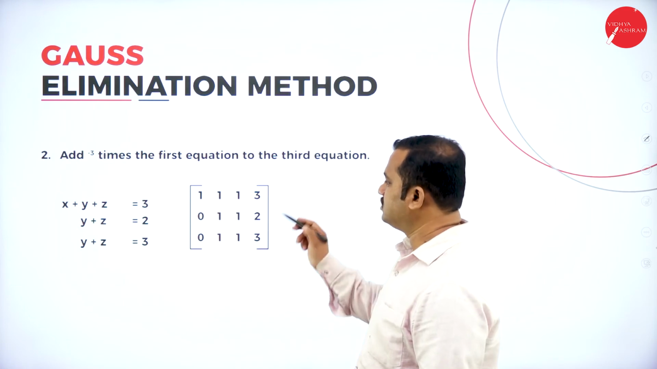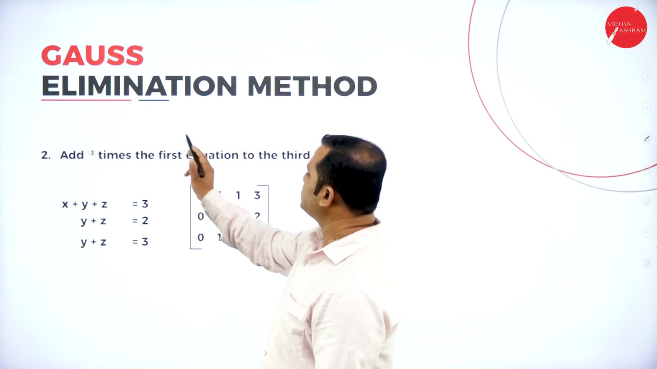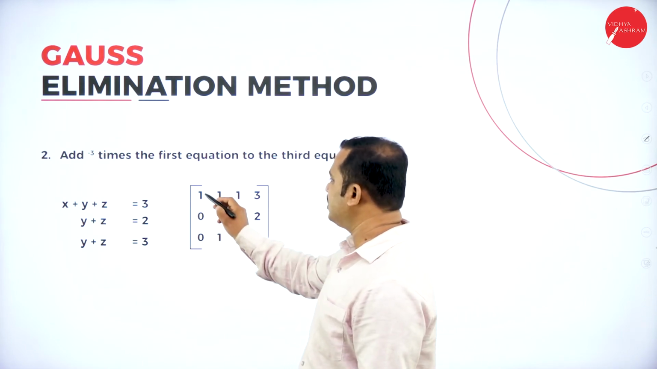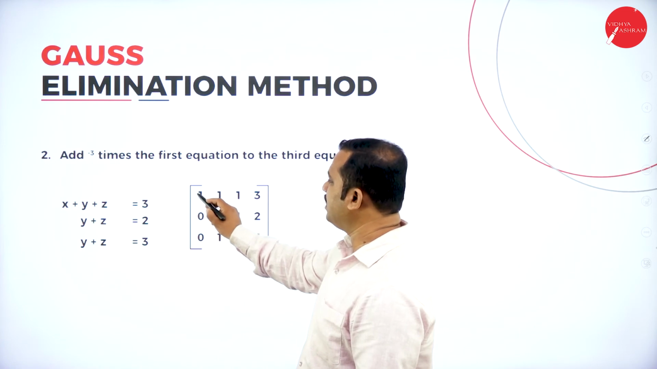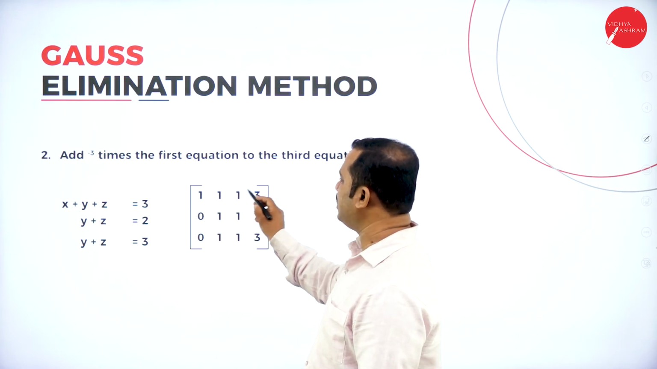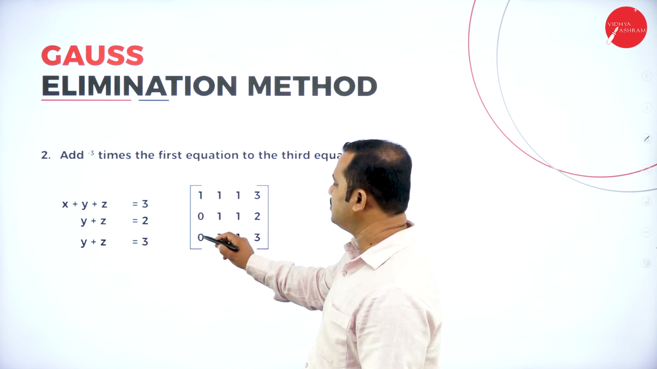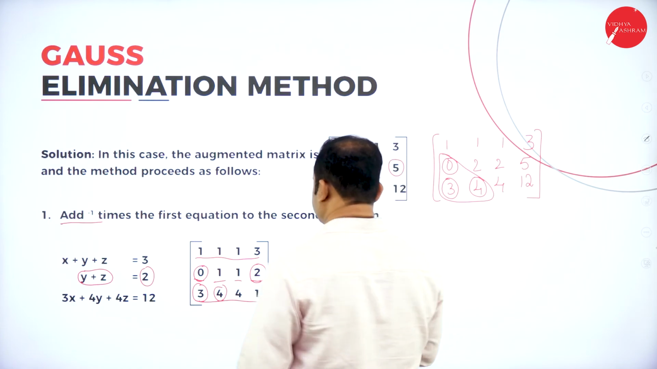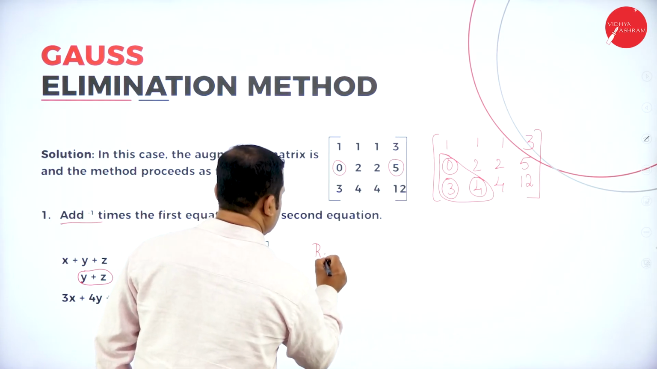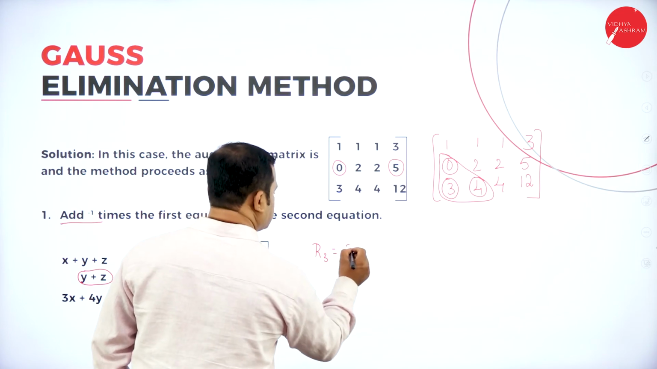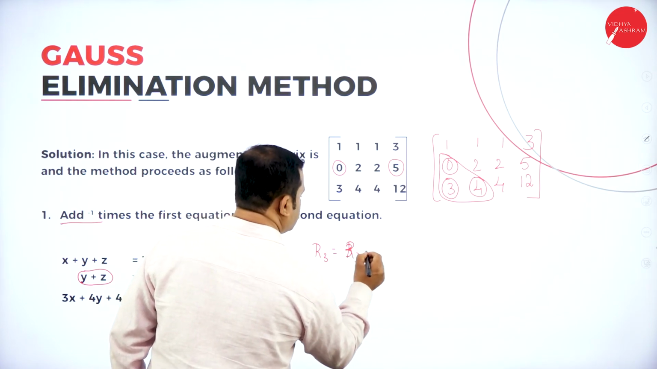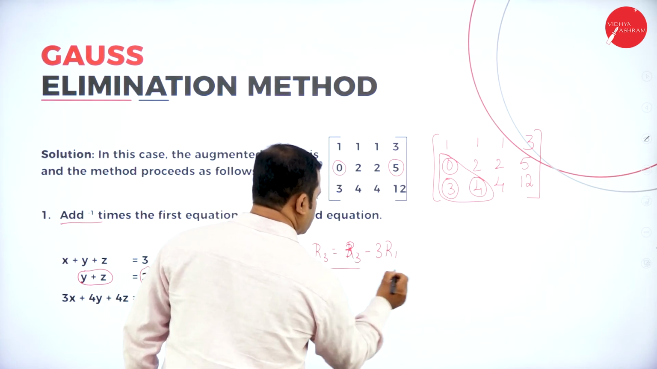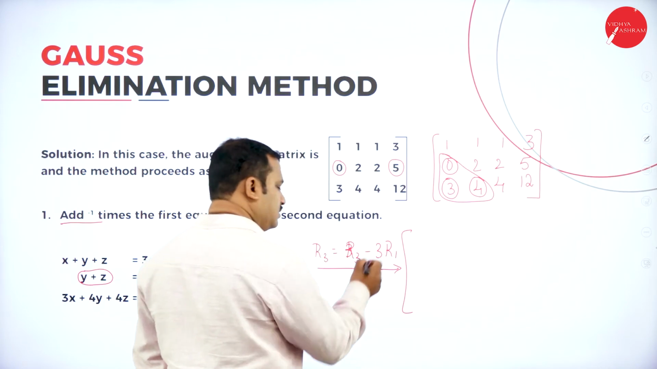How can I do that? See here. Add minus 3 times the first equation to the third equation. We have the first equation here, which is 1. If I multiply this by 3, it becomes 3, 3, 3, 9. And if I subtract this from this, I'll get this term. That is, if I do the row operations like this, R3 is equal to R3 minus 3 times R1, I will yield the result of this.